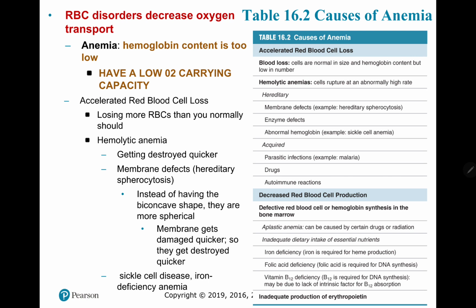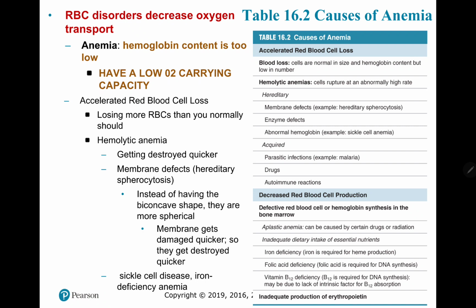There could be hemolytic anemias, and this is where your red blood cells are simply getting destroyed and rupturing quicker than they normally would. You can have membrane defects such as hereditary spherocytosis. With this issue, instead of having a biconcave shape, these red blood cells are more spherical, so the membrane gets damaged quicker and they get destroyed quicker. And then you have sickle cell diseases and iron deficiency anemia as well. We'll talk about sickle cell anemia in a minute, though.